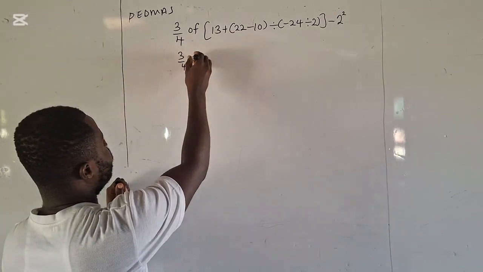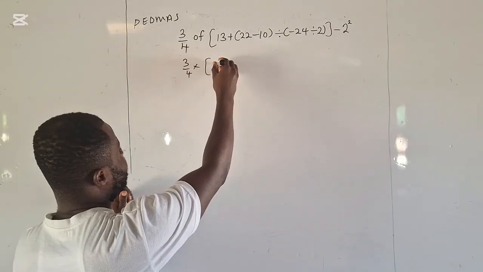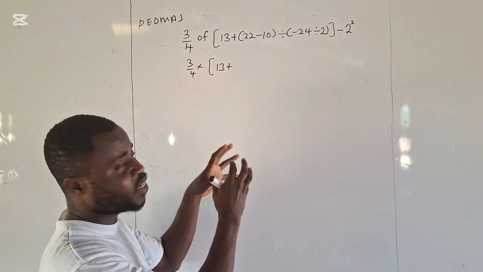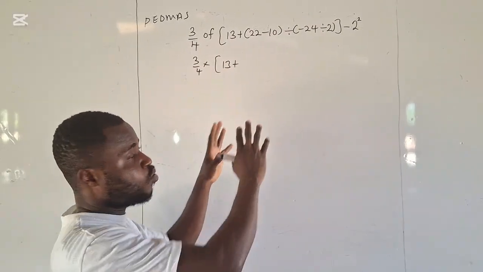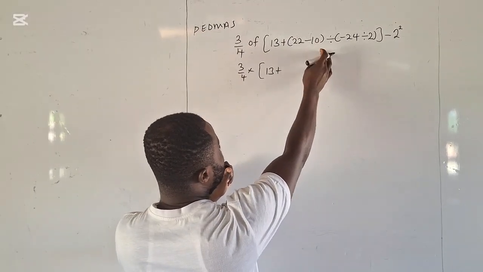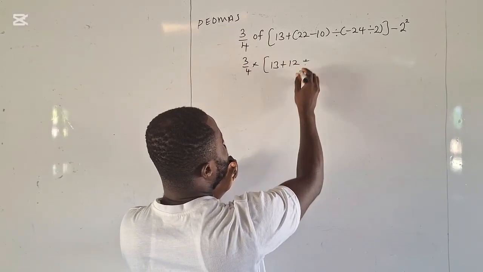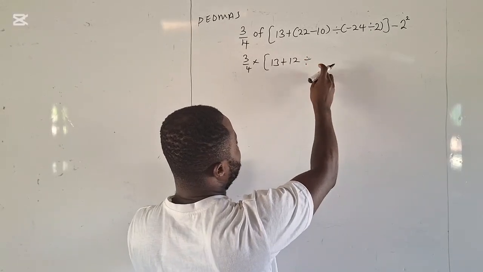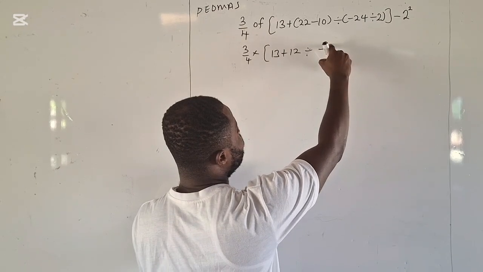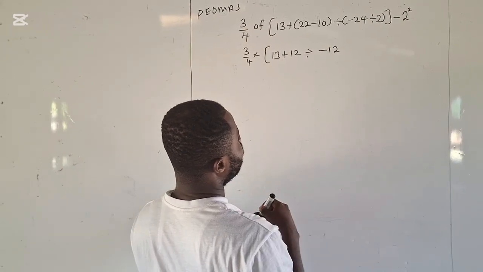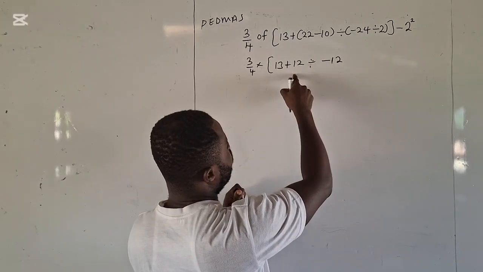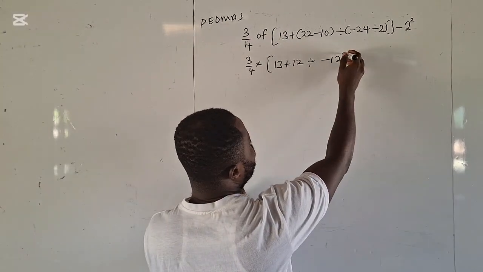So 3 on 4 times the bigger bracket 13 plus this one. We have bigger bracket and smaller bracket. So we have to eliminate the one in the smaller bracket first before you come to the one with the bigger bracket. So this one will give you 22 minus 10, which is 12, all divided by, now negative 24 divided by 2 will give you negative 12. Yes, so it will give you negative 12. Now this bracket is off, this bracket too is off, so you close the bracket.